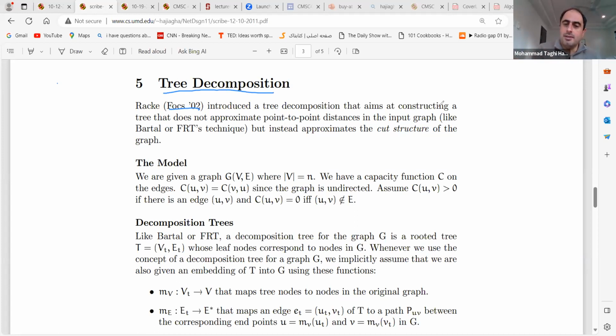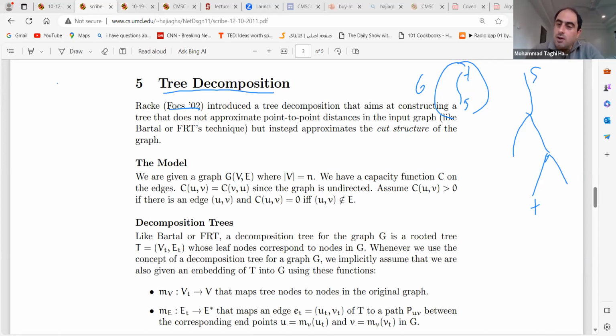So here the idea is that we want to find a tree. What did we want to do in Bartal or FRT? We tried to keep the distances. So this is the graph G. We wanted to make sure that the distances between S and T here and between S and T in this tree are comparable. Here, instead, we don't want to do that. We try to approximate the cut structure of the graph. So we want to represent the whole graph with a tree, and we want to represent the cut structure.